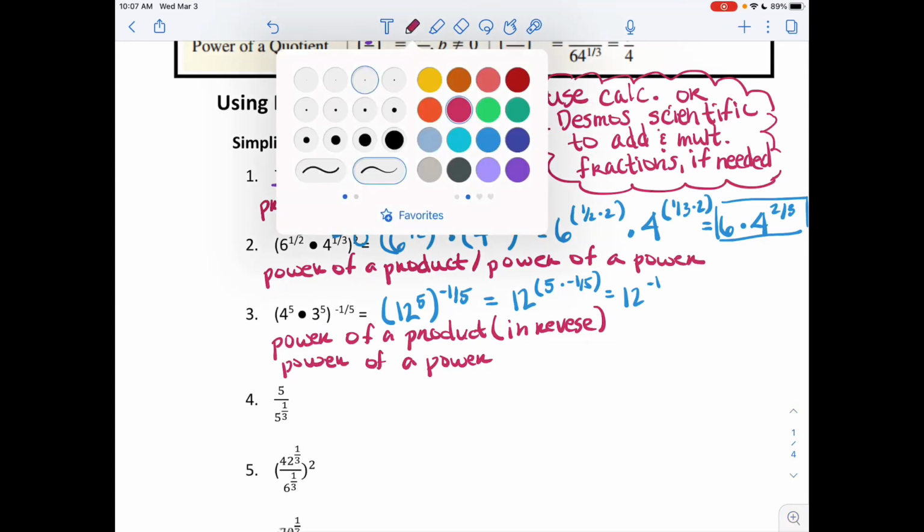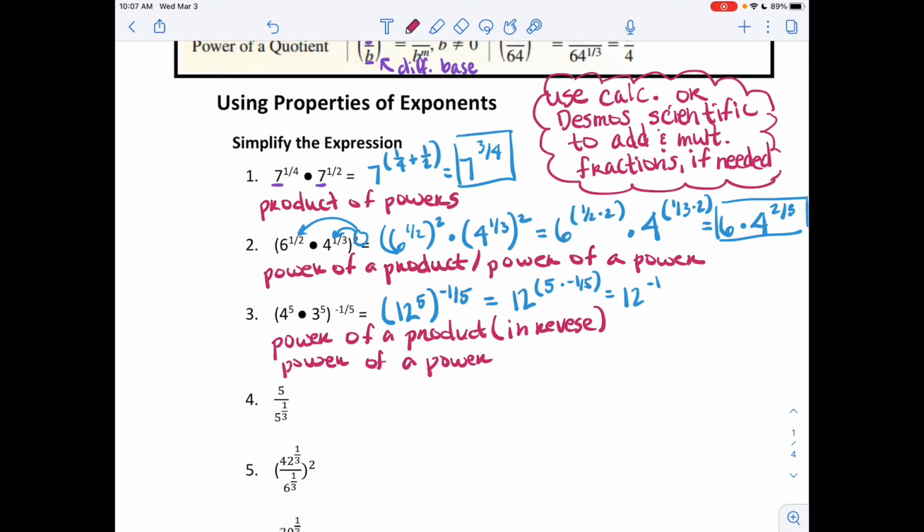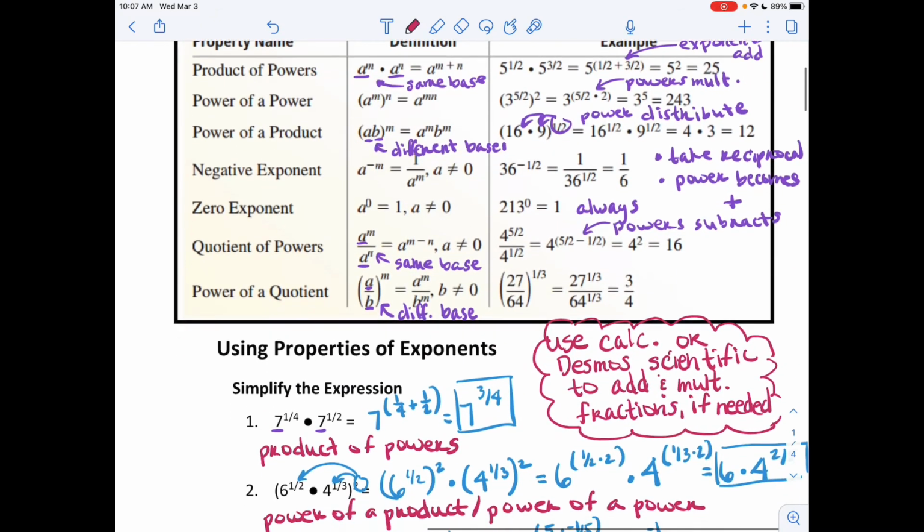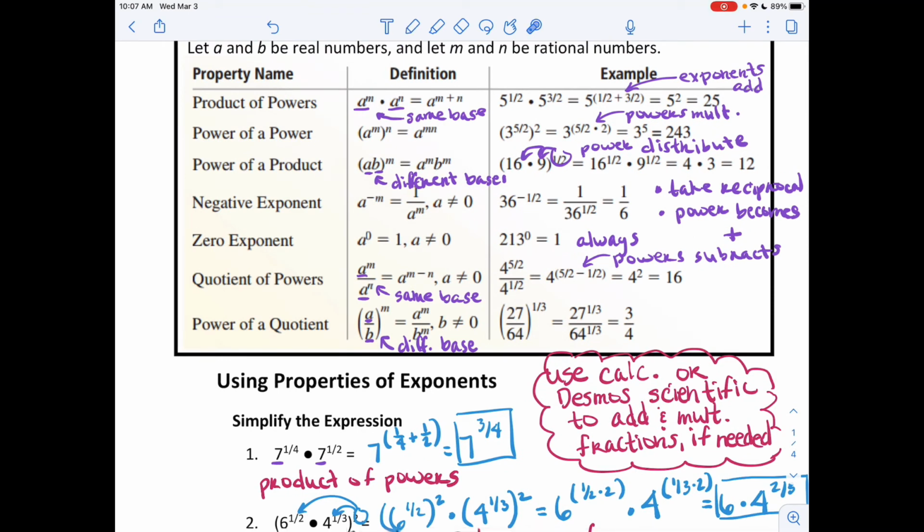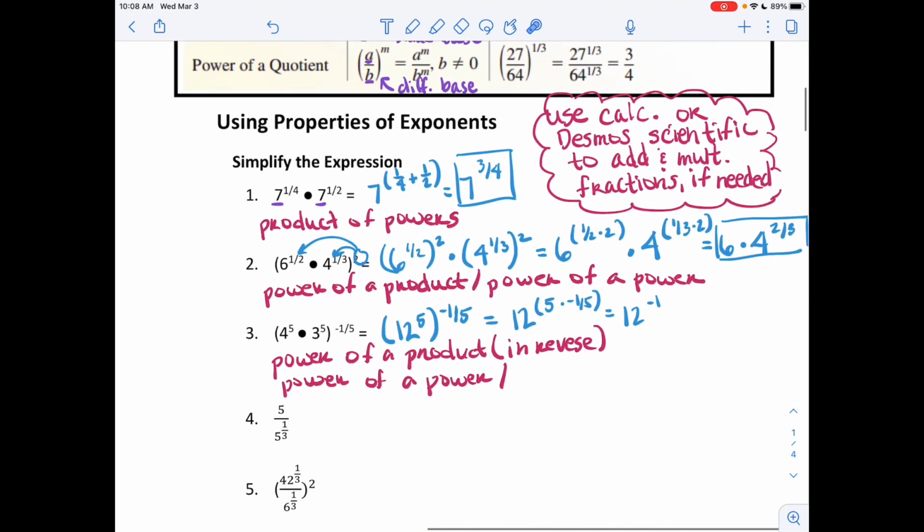All right, we have one more property that we can use because we know how to deal with negative exponents. We can use our negative exponent rule right here. If we have something raised to a negative exponent, we can take the reciprocal and our power becomes positive. So let's rewrite this one more time in its most simplified form using the negative exponent rule. This is going to say that we take the reciprocal of 12, which is 1/12, and then we would raise that to the positive 1 power.